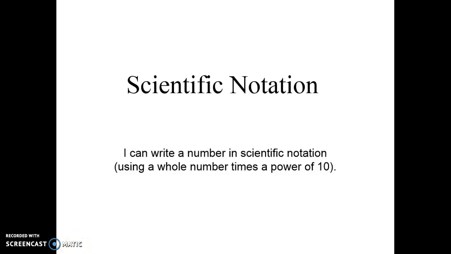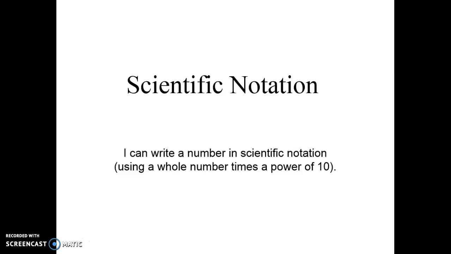Hi guys, today we're going to talk about scientific notation, and the I can statement we're working on is I can write a number in scientific notation. And I put down using a whole number times the power of 10. It's really not going to be a whole number, but you'll see that the number that we're multiplying by the power of 10, 10 to the first, 10 to the second, 10 to the third, 10 to the fourth, and so on, is actually going to have to be written in a specific way.